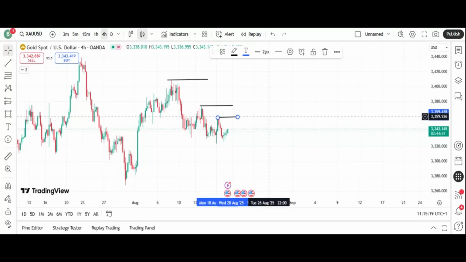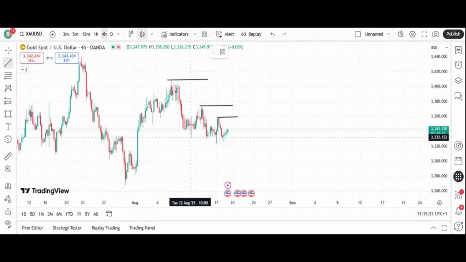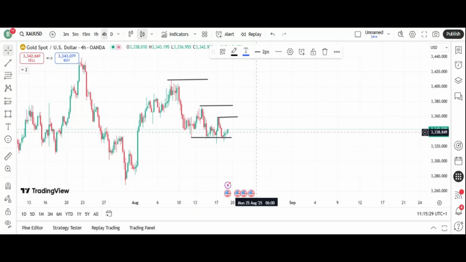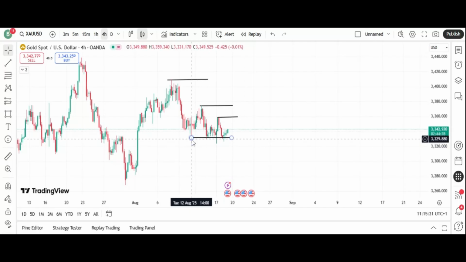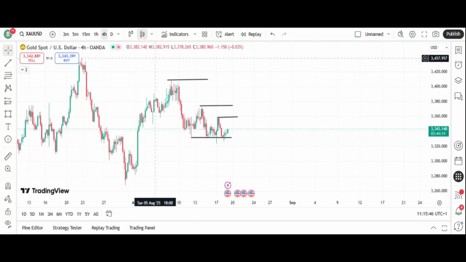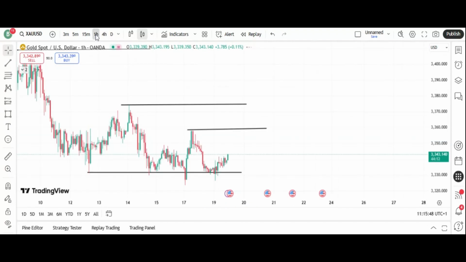Good. Then where are my lows? This is my low. And if you can see, the low here hasn't been broken. This is my lower low. Swept liquidity, swept liquidity, swept liquidity 3 times. Try to break the low, but failed. So I'll step down to my 1 hour time frame.